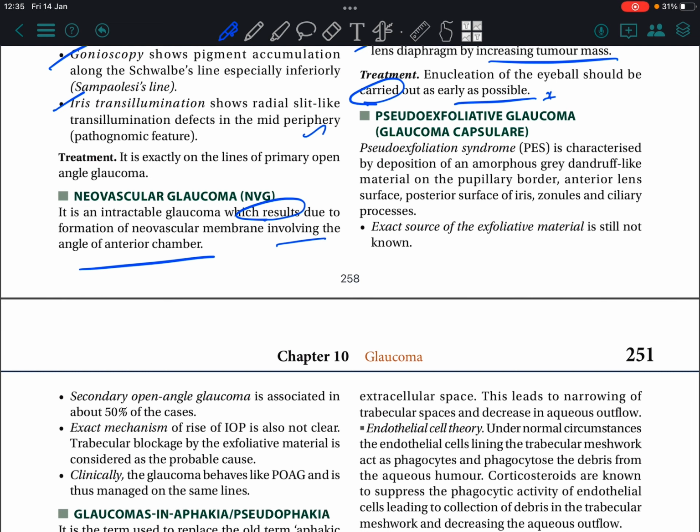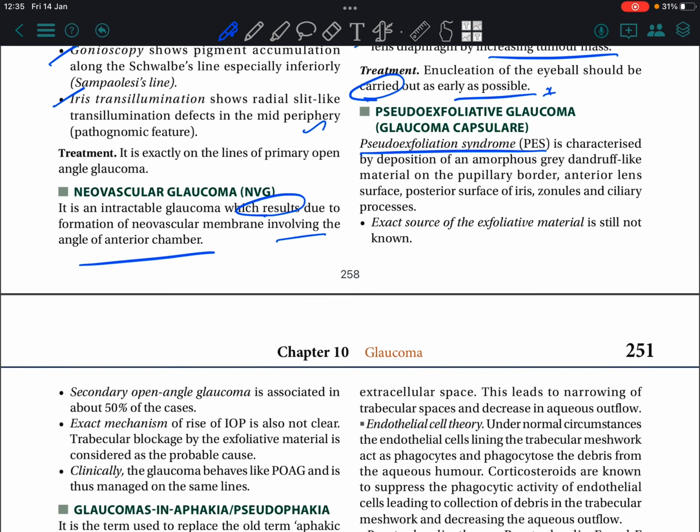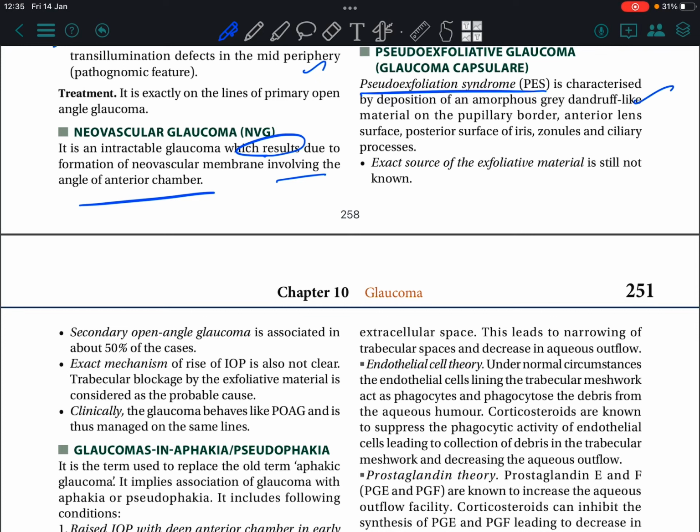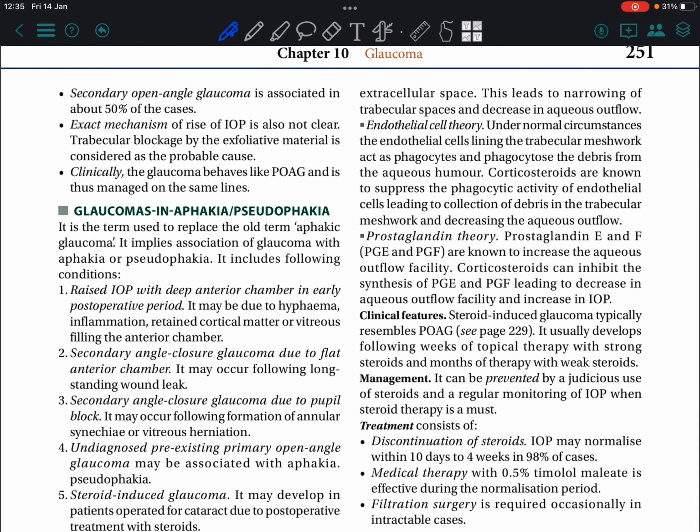Pseudoexfoliation glaucoma is characterized by deposition of amorphous grey dandruff-like material on the pupillary border, anterior lens surface, posterior surface of the iris, zonules, and ciliary processes. The exact source of the exfoliative material is still not known. Secondary open angle glaucoma is associated in about 50% of cases.